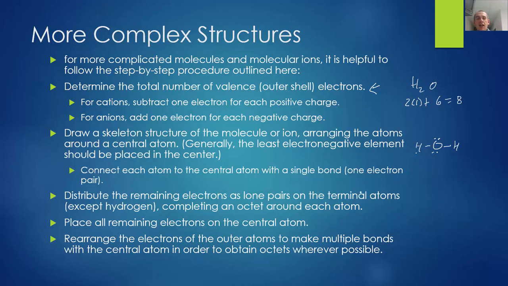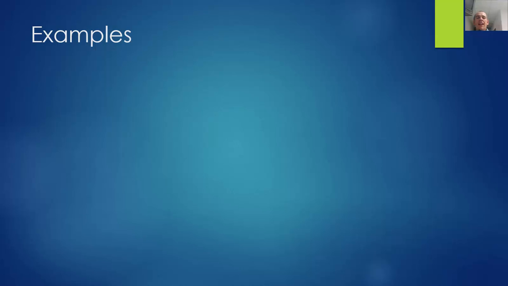It's pretty easy. Place all the remaining electrons around the central atom if we can't do terminals, and then rearrange anything on the outside to give more bonds if we can. So we're going to have to look at that one in a minute. But those are the rules. Really, if you practice this a few times, you won't even think about the rules. You'll just be counting to 8. That's the major rule with Lewis structures, is count to 8.